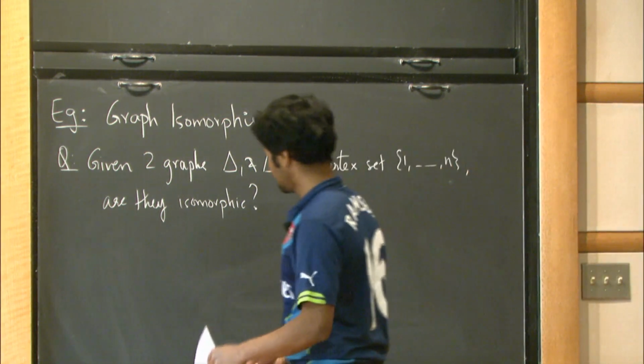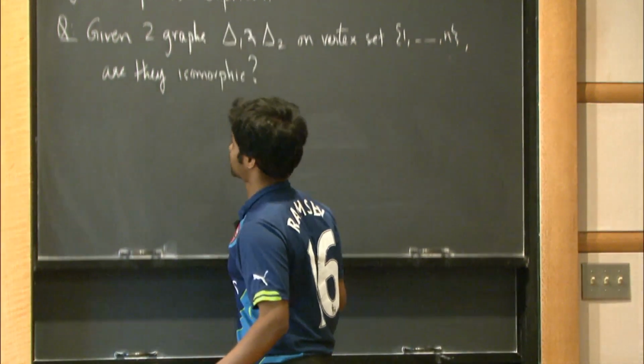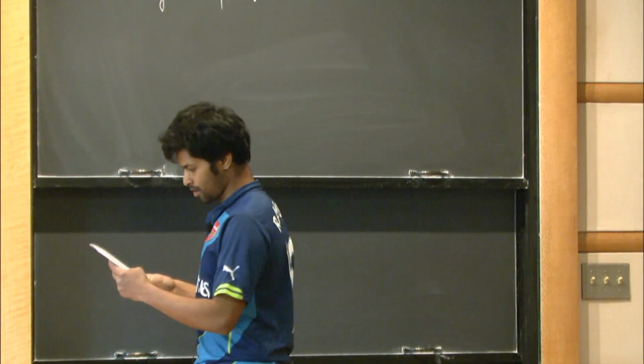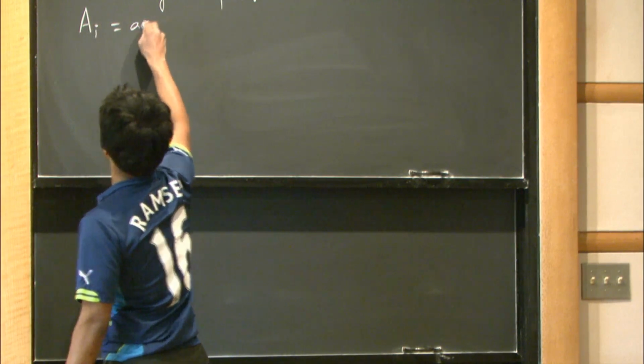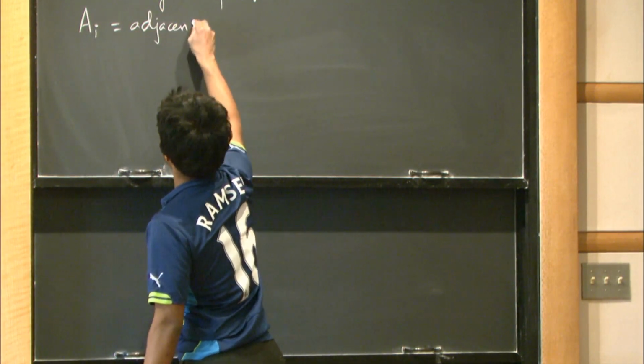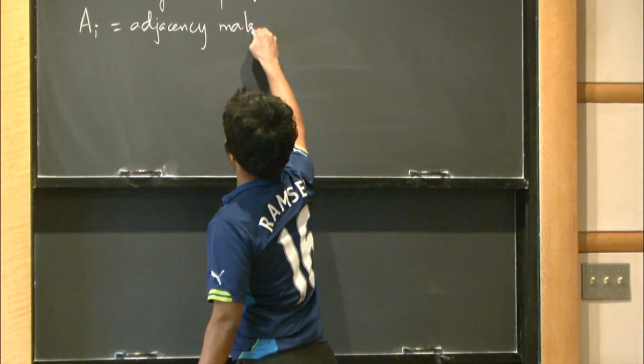So let's see how you can put this in terms of invariant theory. I'm going to call A_i the adjacency matrix of delta i.